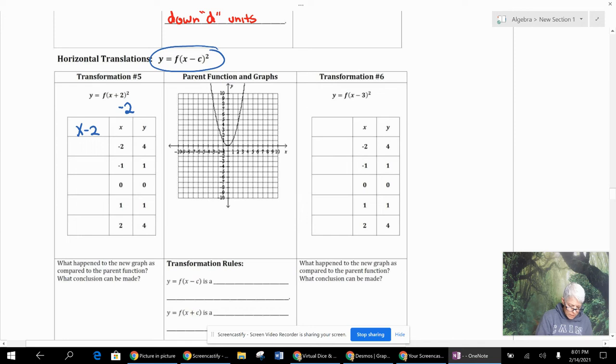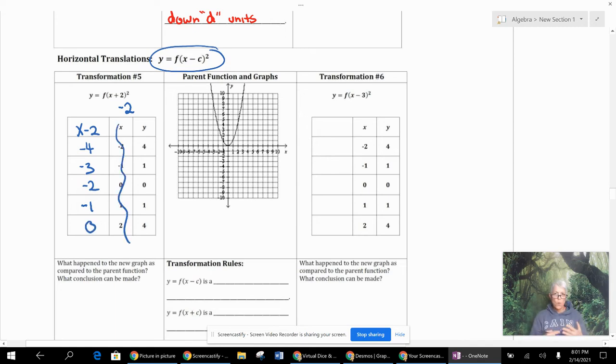So -2 minus 2 is -4, -1 minus 2 is -3, -2, -3, and -1. Okay, so whoops, -2, -4. Okay, so let's see. Whoops, I have a boo-boo. 1 minus 2 is a -1. I don't know what I was thinking, so don't worry about it. Everything's okay. Let's go on.